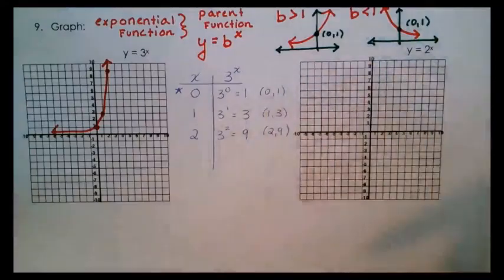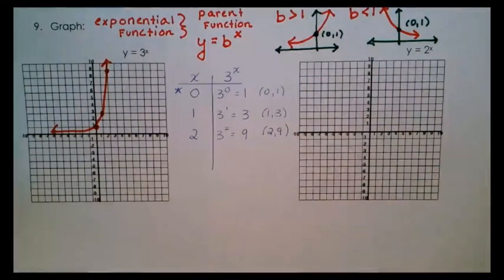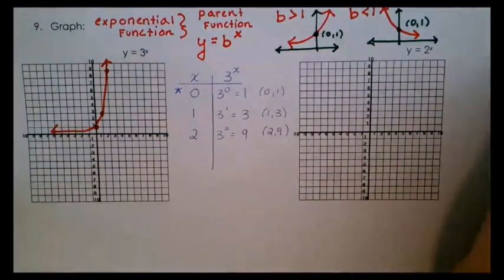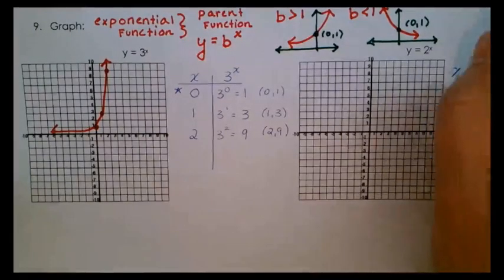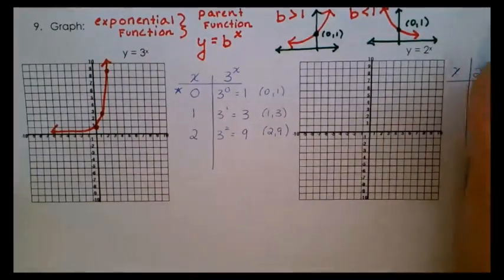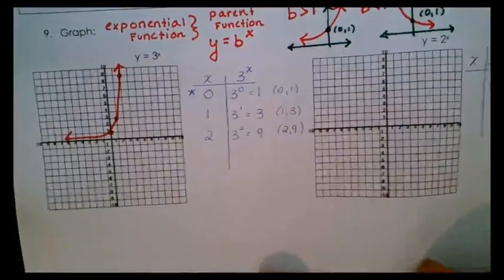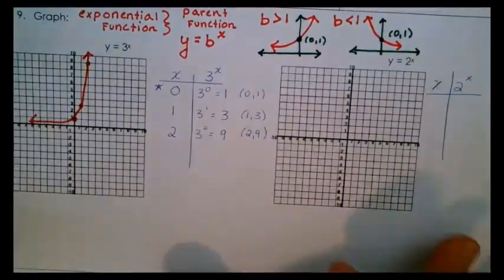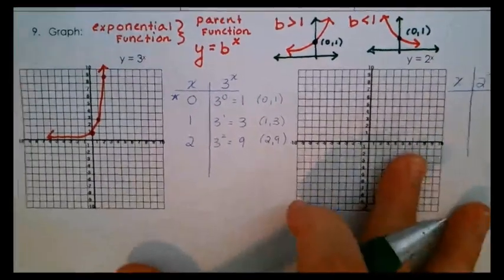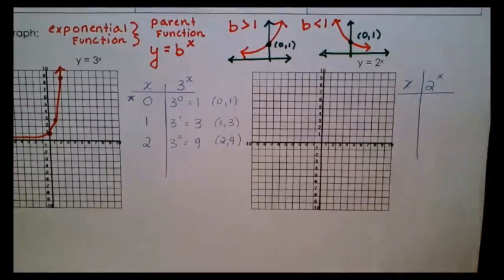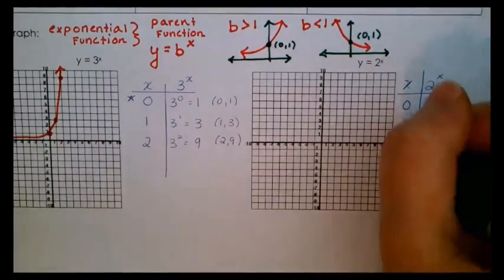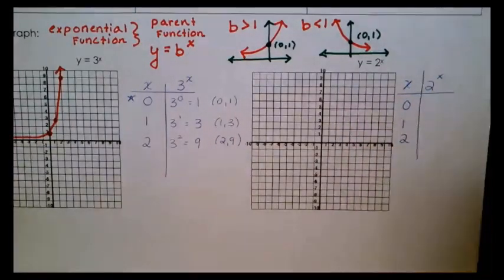We have y equals 2 to the x. Now, I'm going to do the same thing I did before. I'm going to create a table of values. So, I'm going to have x and 2 to the x. Okay, x and 2 to the x. I'm going to use 0, 1, and 2.